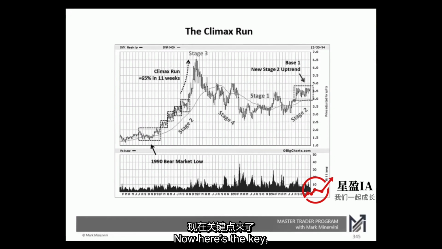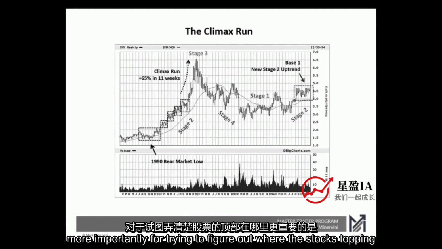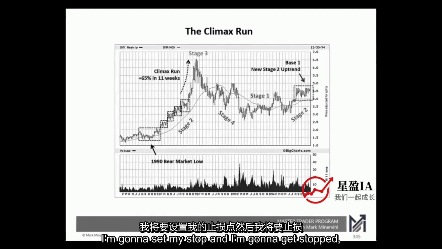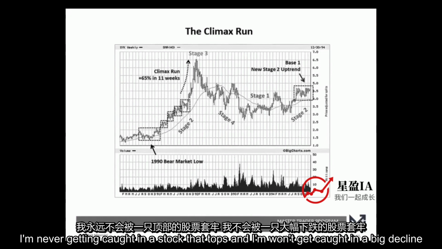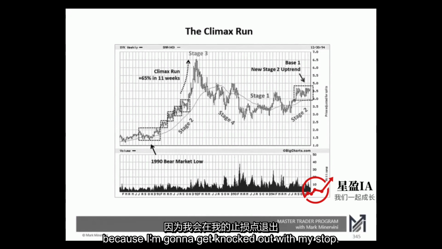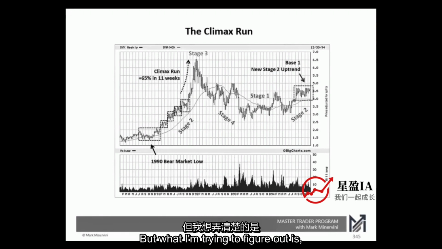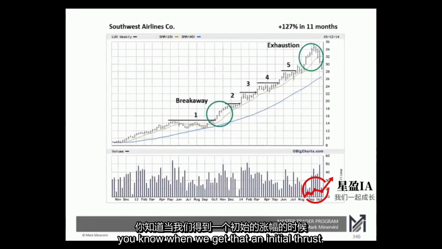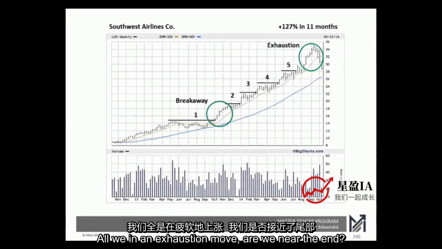Now, here's the key, more importantly, for trying to figure out where the stock's topping. I'm going to set my stop and I'm going to get stopped out. I'm never getting caught in a stock that tops and then a big decline, because I'm going to get knocked out with my stop. But what I'm trying to figure out is, are we in a breakaway move, when we get that initial thrust, or are we in an exhaustion move? Are we near the end?